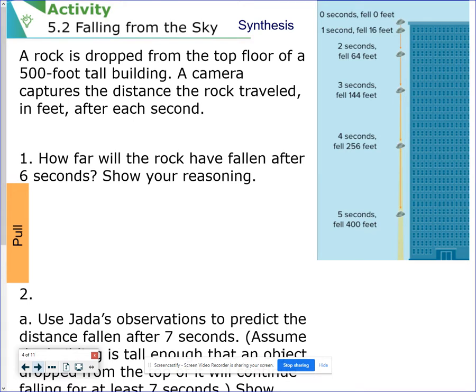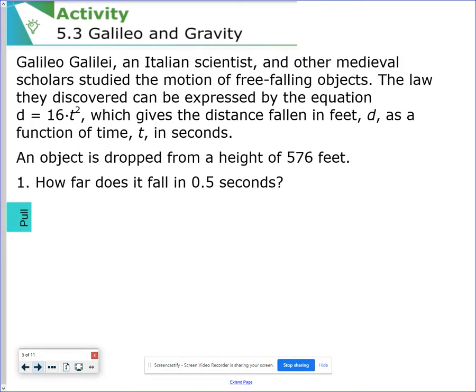Oh, these are just the answers that we just went through. Galileo Galilei, the Italian scientist, he did a lot of work with free-falling objects and gravity, and a lot of medieval scholars did study that. They were looking for those patterns, and they figured out that equation that we just had. The distance that an object falls is 16 times t squared. And again, t is the time.